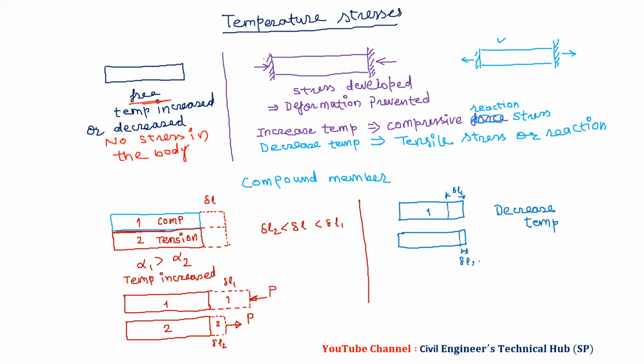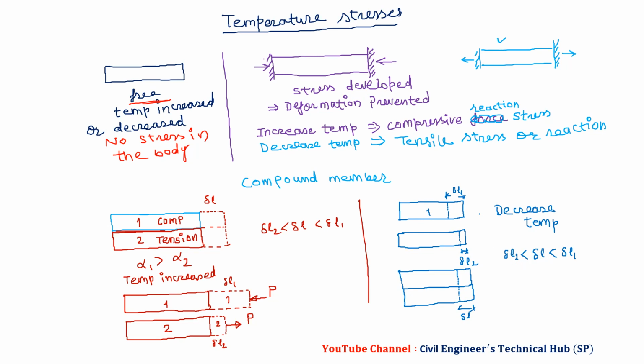But the final deformation will be the same, and that final deformation will be between delta L1 and delta L2. So we have the final deformation. Let me draw it: the body will come to this position, and this will be delta L. Now what will be your values? Delta L will be less than delta L1, and greater than delta L2.